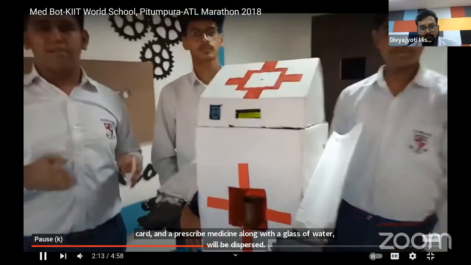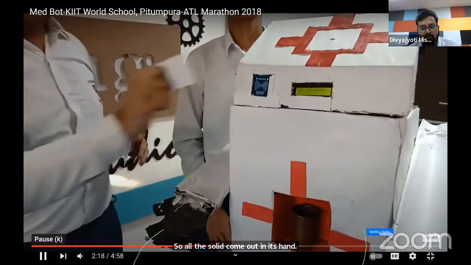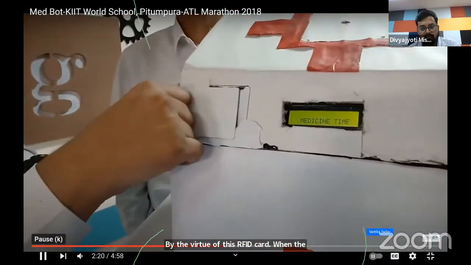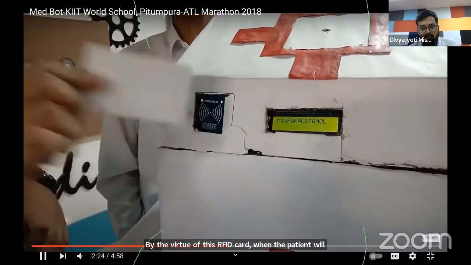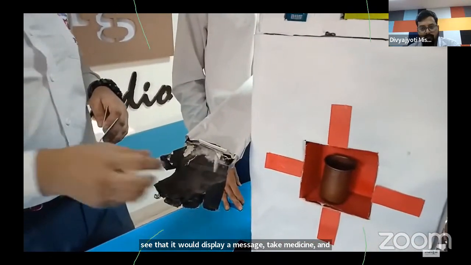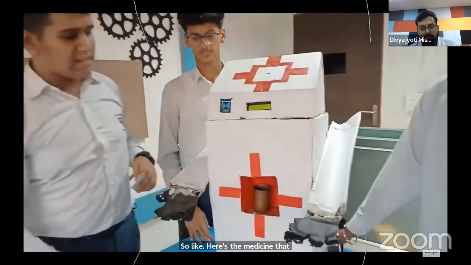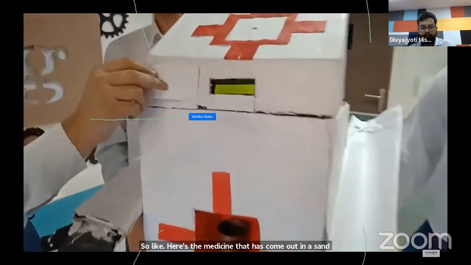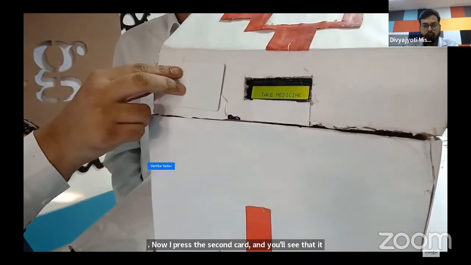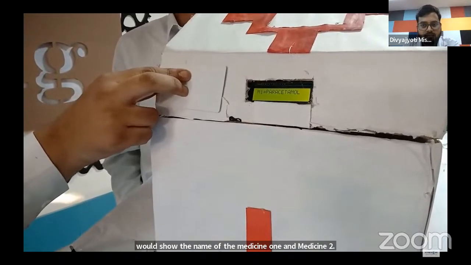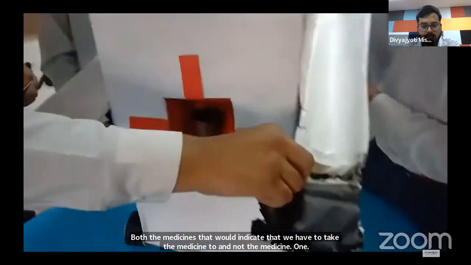So all the solid tablets come out in its hand by the virtue of this RFID card. When the patient will press this RFID card, you will see that it would display a message, take medicine, and the name of the medicine would be displayed. And then the medicine would come out in its hand. So like here's the medicine that has come out in its hand. Now I'll press the second card and you will see that it would show the name of the medicine 1 and medicine 2, both the medicines. That would indicate that we have to take the medicine 2 and not the medicine 1. So here the medicine 2 is named Pantasoid and it has come in its hand.